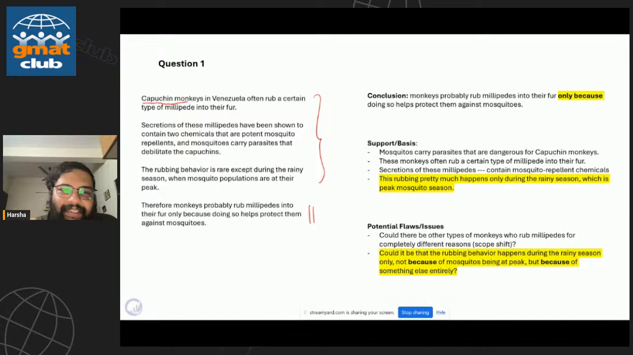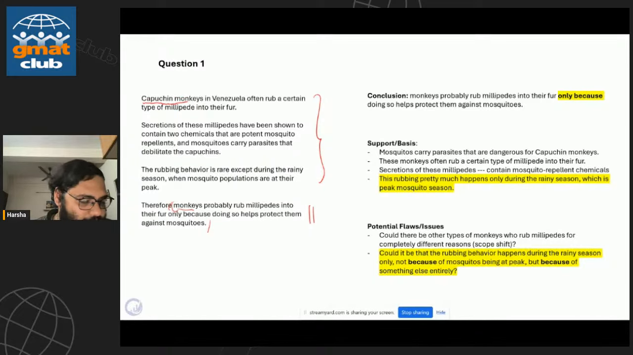Because in that case, this generalization may not be valid, right? Yeah, capuchin monkeys might be rubbing the millipede for mosquito protection, but what about those other monkeys which are rubbing millipedes as a moisturizer, perhaps, right? So think about that. Oftentimes, what I see is people may not notice a small shift in the scope like this.